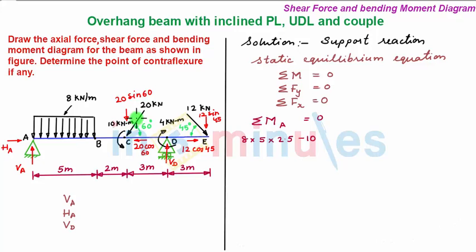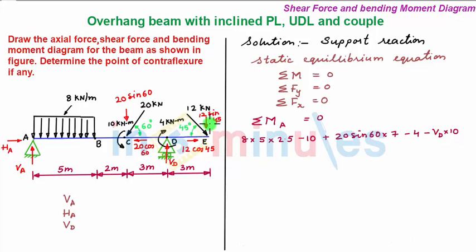Then we'll have the clockwise moment due to the vertical component of this force, whose magnitude will be 20 sine 60 multiplied by the distance, which will be 7 meter from point A. So we have plus 20 sine 60 multiplied by 7. Then there is an anti-clockwise moment of 4 kilonewton meter, so minus 4. Then there will be an anti-clockwise moment caused due to this vertical support reaction VD, which is upward, and it is acting at a distance of 5 plus 2 plus 3, which is 10 meter from point A. So we have minus VD into 10.